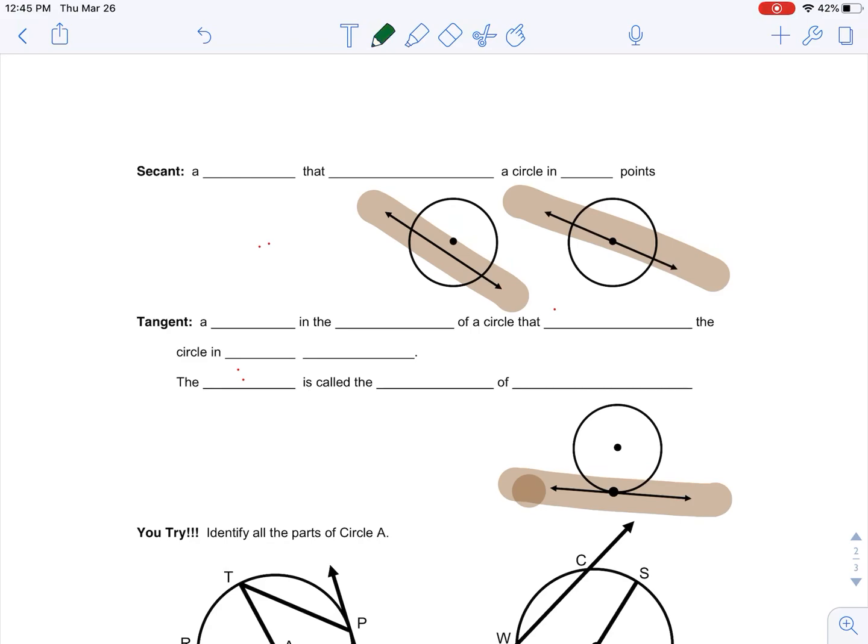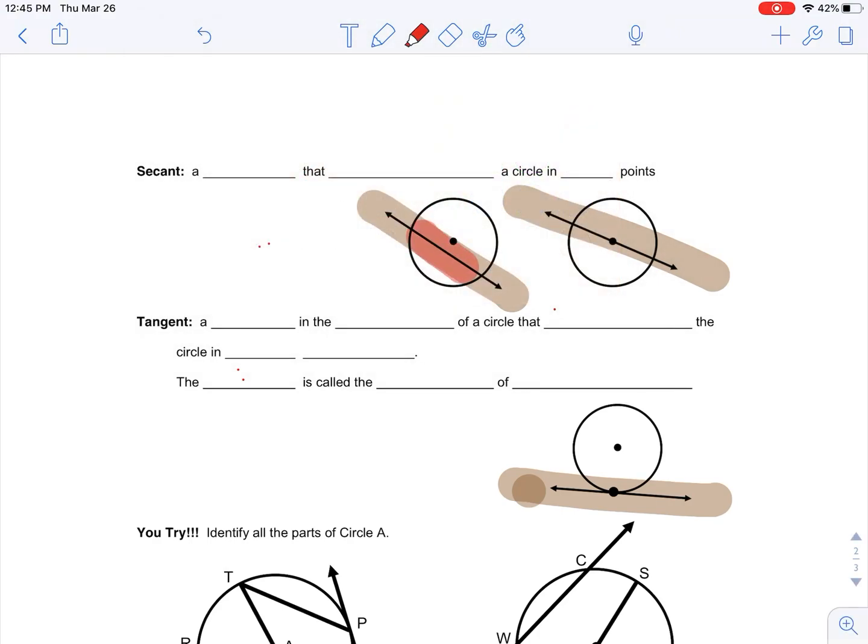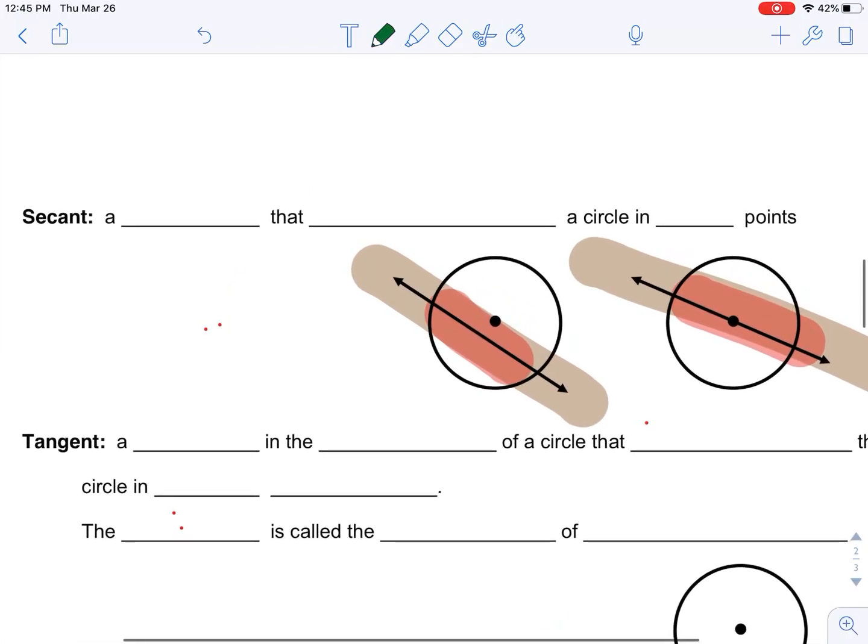All right, so a secant and tangent are lines that touch the circle. They have chords in them for the secant, like you can see it. Let me color it. The chord's right there. It's actually inside. There's a diameter inside that second one. But the secant is the line that goes outside of the circle as well.